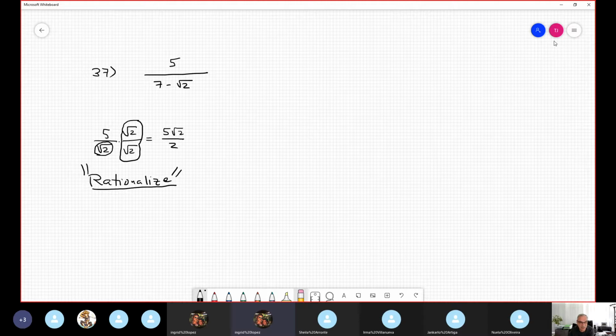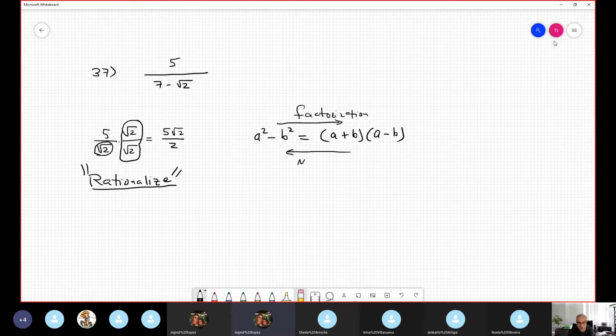So I take advantage of this idea that you know very well: a square minus b square is equal to a plus b times a minus b. Are you super familiar with this formula, right? We are using it in that direction for factorization, and now we are using it in this direction for multiplication.